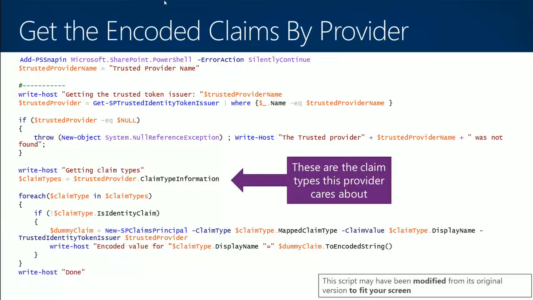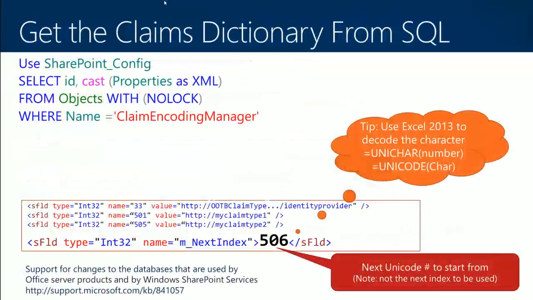If you don't have the June CU, you can still dump them by provider. So if you have a trusted identity provider there, you go ahead and dump the claim types and you can get the encoded string. You can then take that encoded string and run some PowerShell over on the other side for 2013. So that's going to cover that.